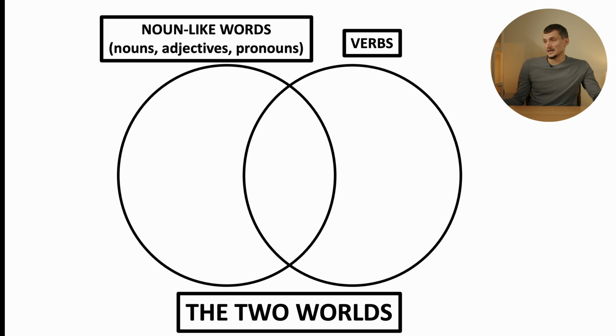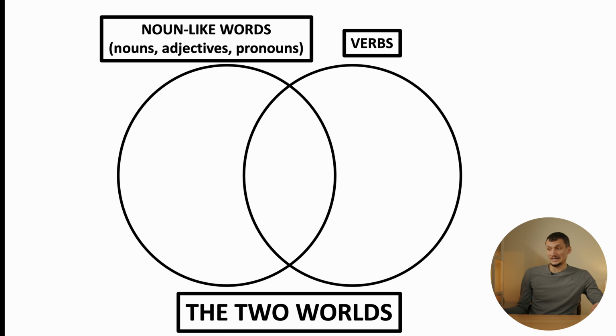And in order to avoid saying the world of nouns, the world of nouns, the world of nouns over and over again, we will be using the term noun-like words. So noun-like words are nouns and words that are similar to nouns. Similar how? Similar in that they share the same grammatical characteristics and that they behave the same according to the rules of grammar. And so these are our two worlds, and this is pretty much what we said last time.